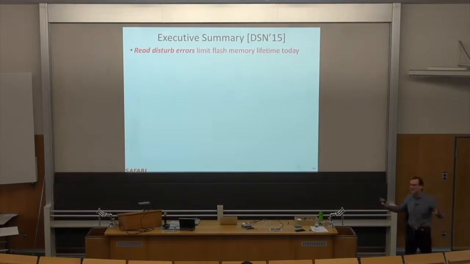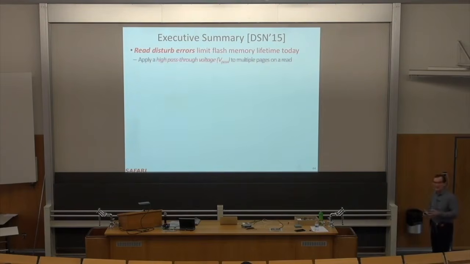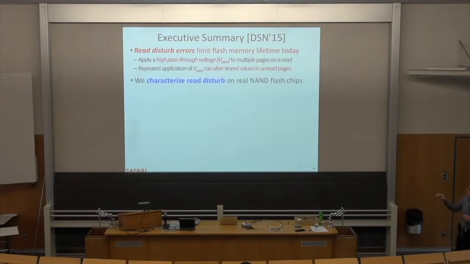If you do all of the right things in your threshold voltage distributions, try to pick the optimum read reference voltage, get rid of the retention errors as much as possible with intelligent refresh, read disturb errors become the next problem. And they limit your lifetime because you apply a high pass-through voltage, as we said. Okay, we said this already. So this work actually characterized the read disturb on real NAND flash chips, and there are two ideas here.